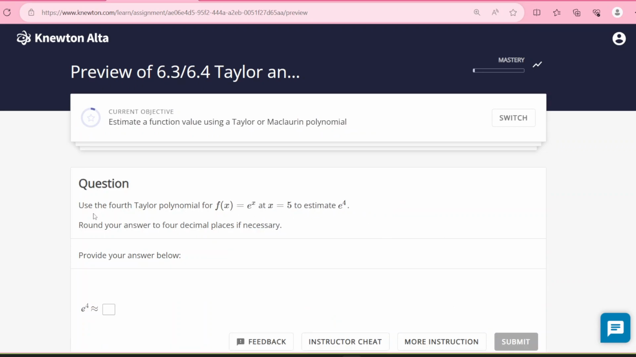All right, so another one where we're asked for a fourth Taylor polynomial. That means it's going to be centered at a value other than 0. If it was at 0, they'd call it Maclaurin. So they're saying use the fourth Taylor polynomial for f of x equals e to the x, at x equals 5. So that's the center. X equals 5 is the center now, to estimate e to the fourth power and round to 4 decimal places.